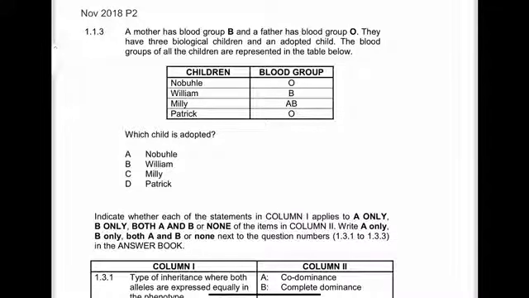A mother has blood group B and a father has blood group O. They have 3 biological children and an adopted child. The blood groups of all 3 children are represented in the table below. Which child is adopted? All right.